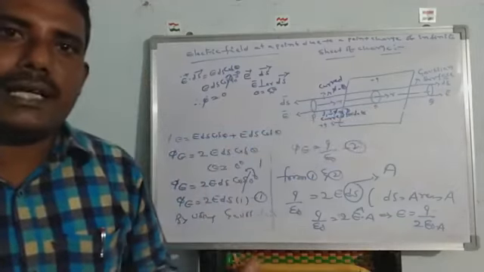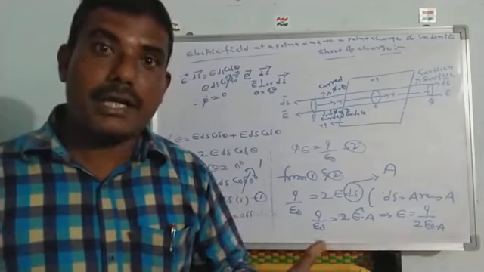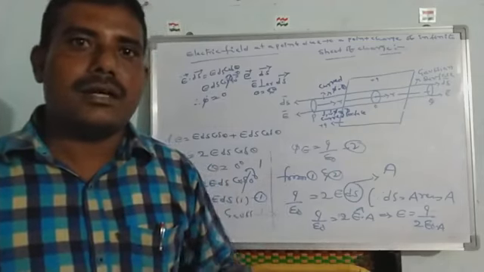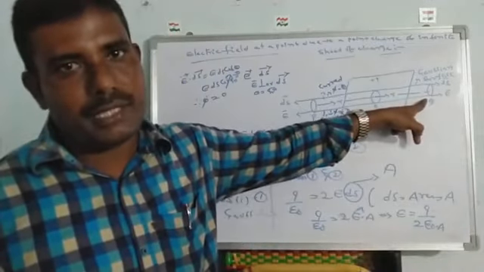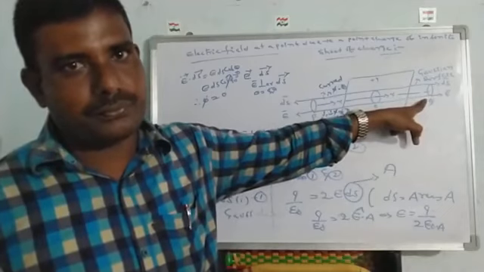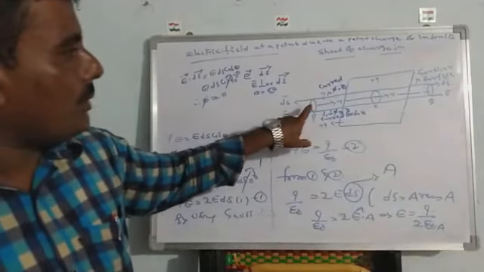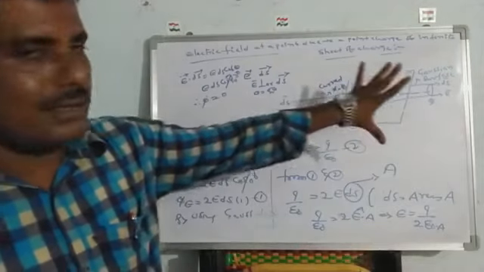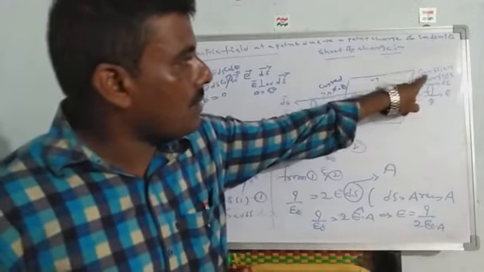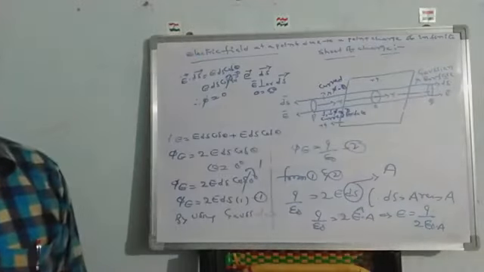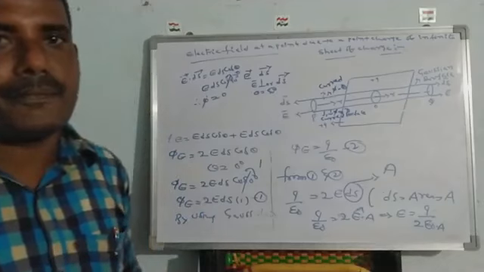In order to calculate the electric field, we consider another point Q symmetrically on the other side. That point is Q. So we calculate the electric flux through an imaginary surface. That imaginary surface is called the Gaussian surface.